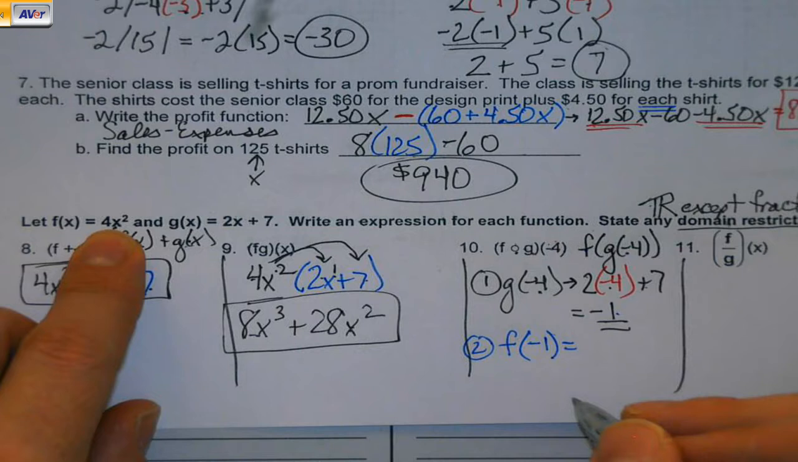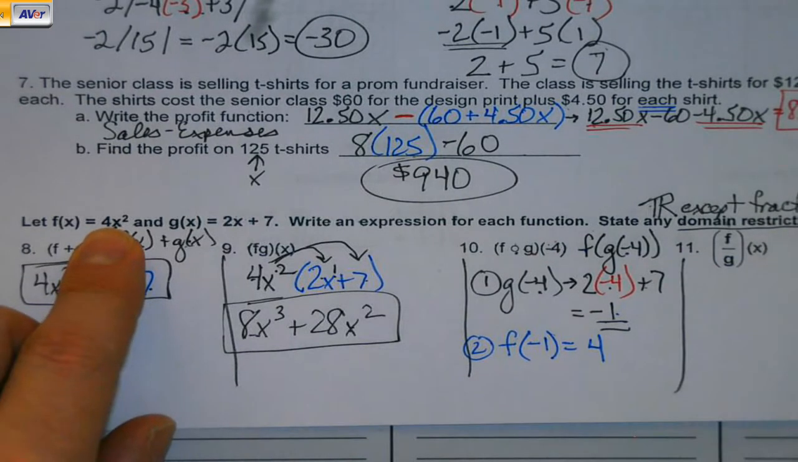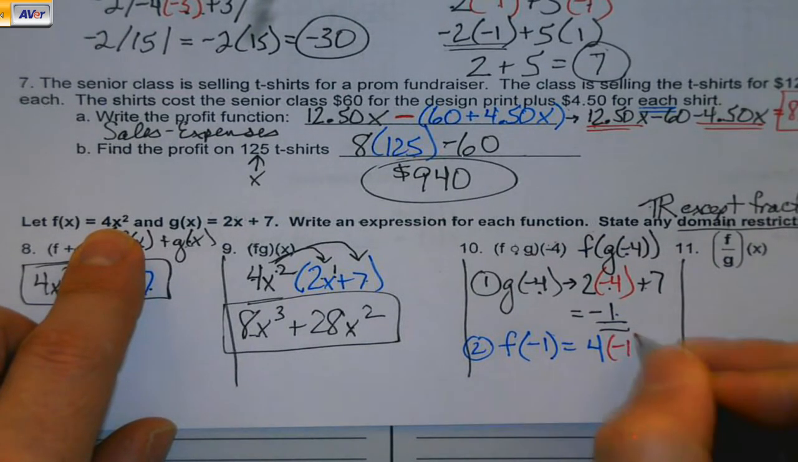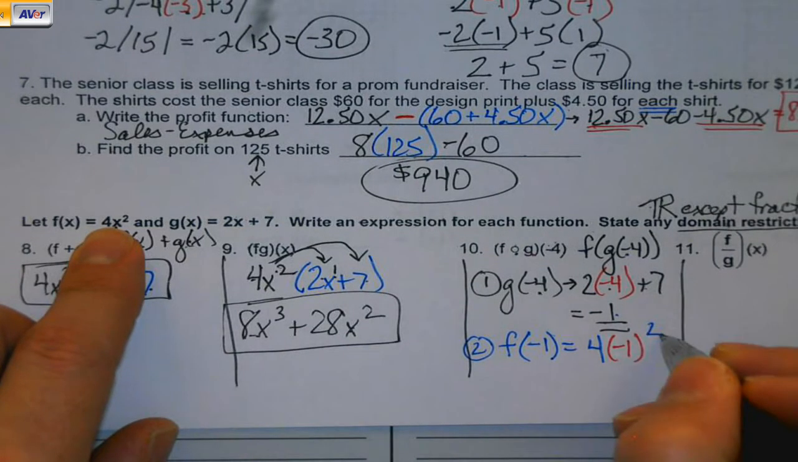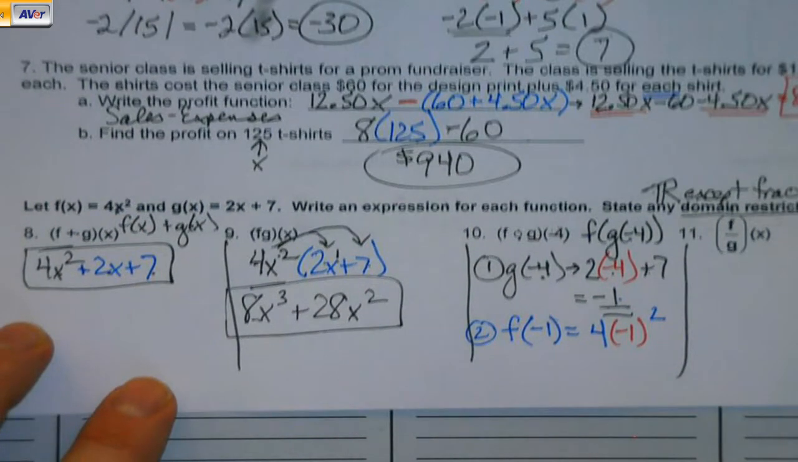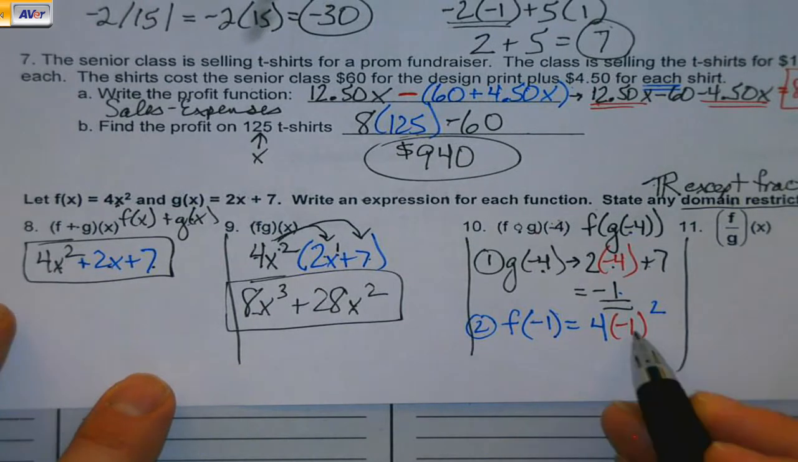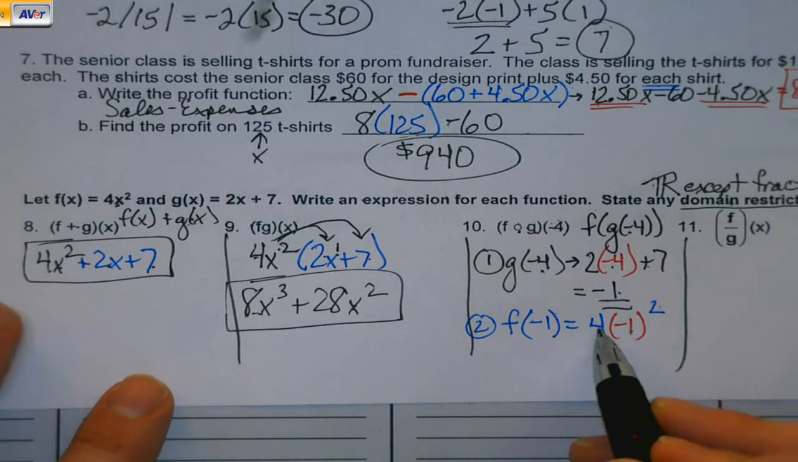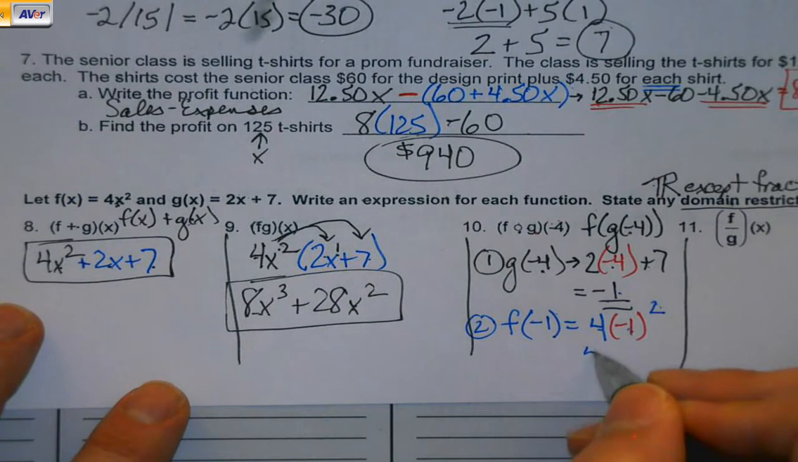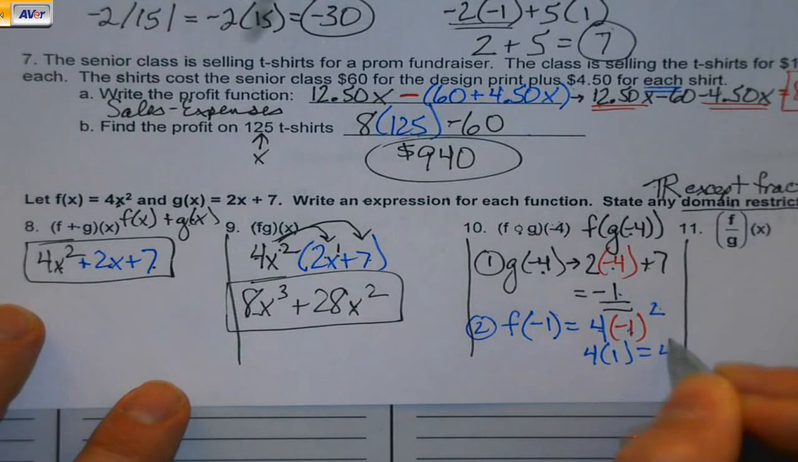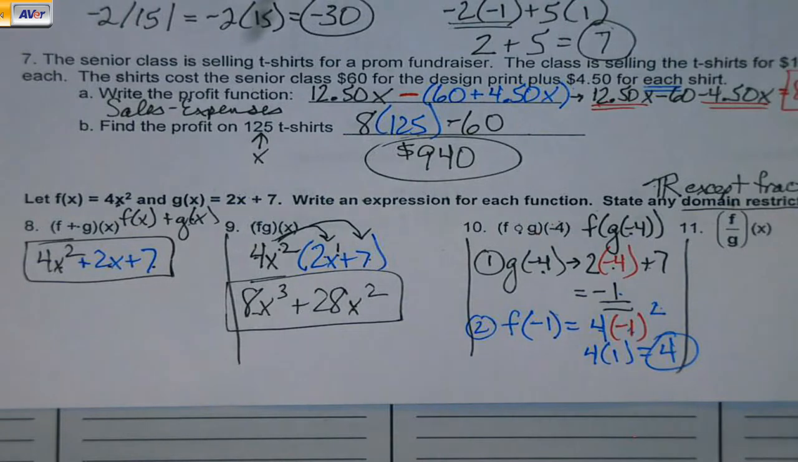Here's my f function. So 4 times negative 1 squared. Be cautious. We talked about this up above. Square the negative 1 first, because that's what order of operations tells me, then multiply by 4. So negative 1 squared would be 1, times 4 is 4. Now I'm done. It's always going to be a 2-step process when you're doing compositions. You've got to work through that.